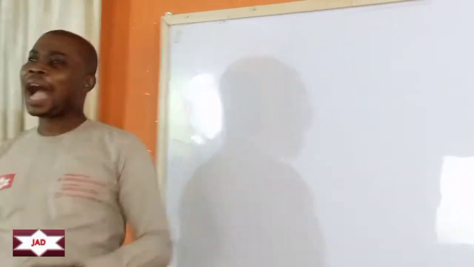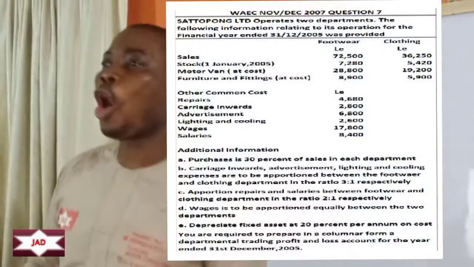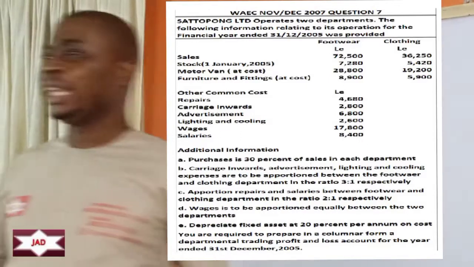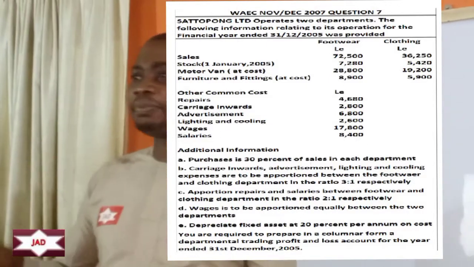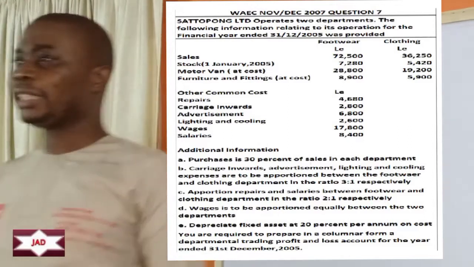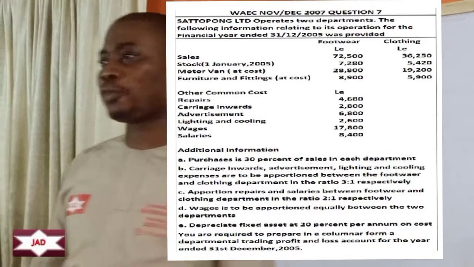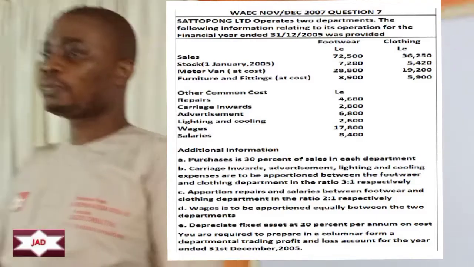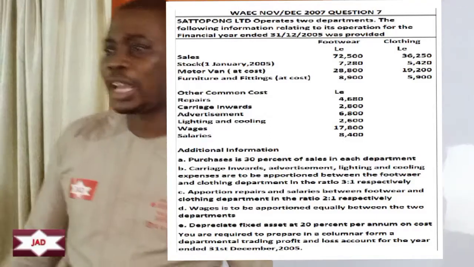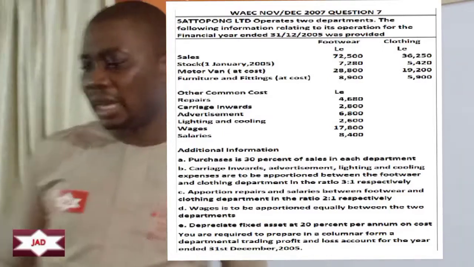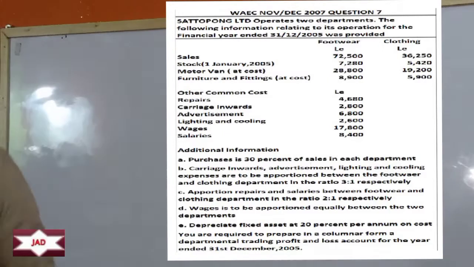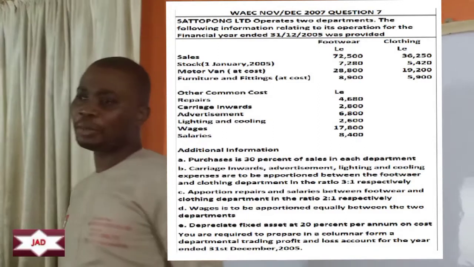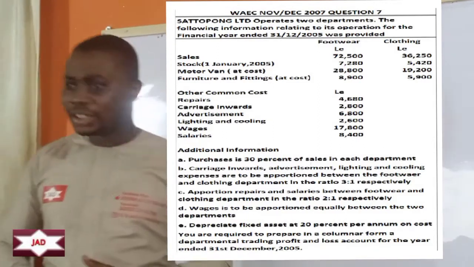2007, question 7. So in this question, we have Satopong Limited operates two departments. The following information relating to its operations for the financial year ended 31st December 2005 was provided. So we have footwear, we have clothing, sales, stock 1st January 2005, motor van at cost, furniture and fittings at cost. Other common costs, we have repairs, carriage inwards, advertising, lighting, and wages, salaries. Then we have additional information there.